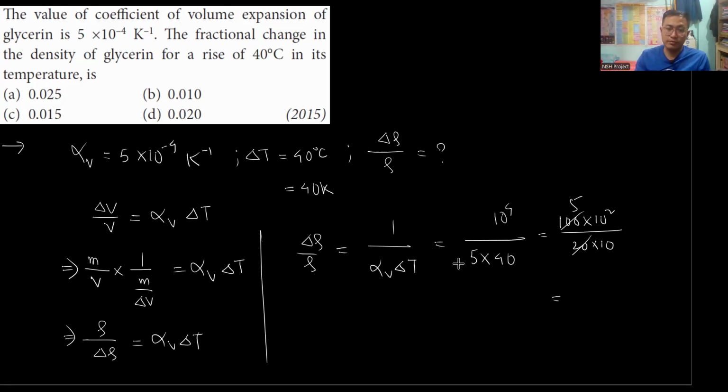So 40 into 5 is 8 into 5... 100 divided by 8 is 0.125. 100 by 4 is 0.25, so 0.025. Half of 100 by 4 is 0.125.